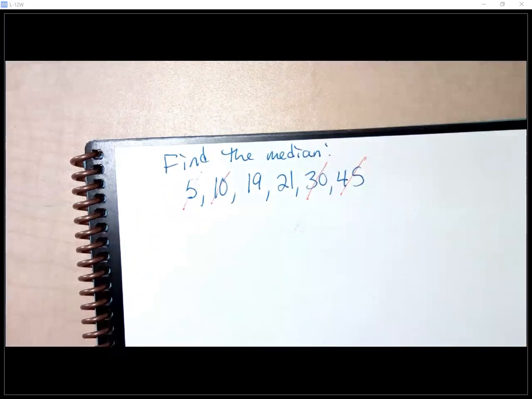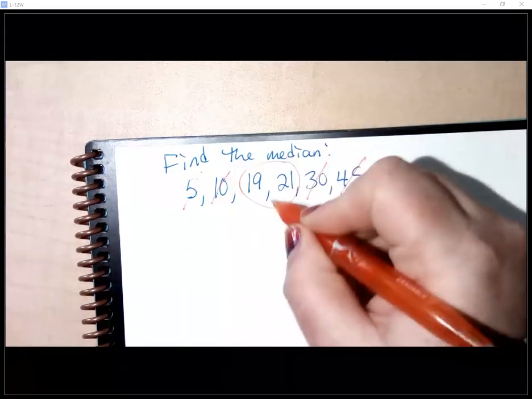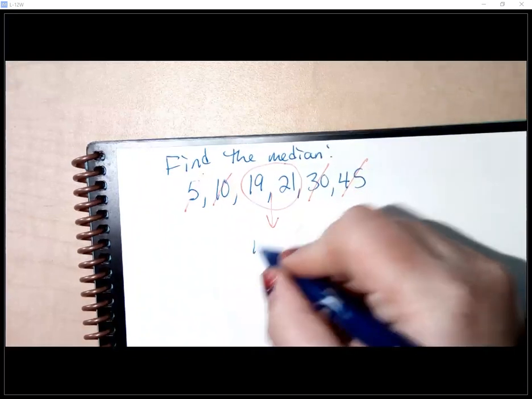Yeah, you basically find the average of those two numbers. So I'm going to add these two numbers together and divide by 2. In this case it's easy because 19 and 21, so it's got to be 20. But that's the math that I'm actually doing. I'm going to add 19 and 21 together, and I'm going to divide it by 2.